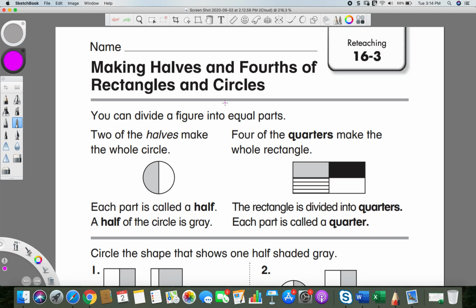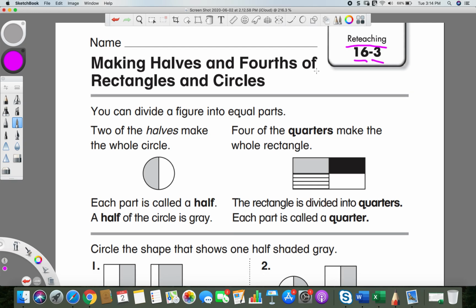Okay, this is what your page should look like. At the top it says reteaching, and then it has the number 16-3. If you do not have your book yet, please go get it. Or if you just don't have the right page open yet, then pause the video, make sure you have the right page open, then hit play.